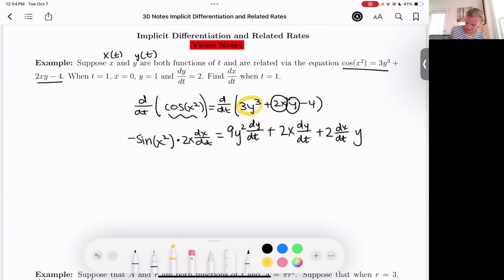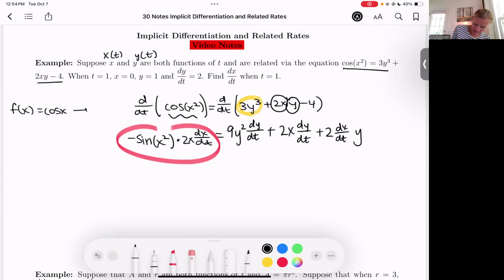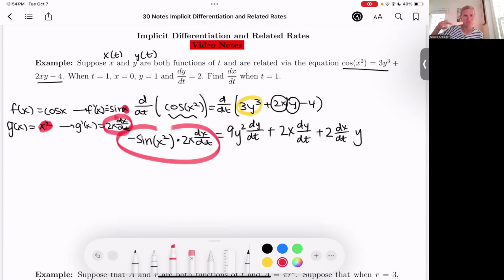If you needed help figuring out how I did this piece here, we're thinking of my outside function being cosine of x, and its derivative is negative sine of x. Forget the negative. My inside function is x squared. Its derivative, because x is a function of time, is 2x dx/dt. Remember, we take the derivative normally, and then we multiply by the derivative of the piece. And so then we put these back together by plugging the x squared into the derivative and then multiplying by the derivative of the inside.